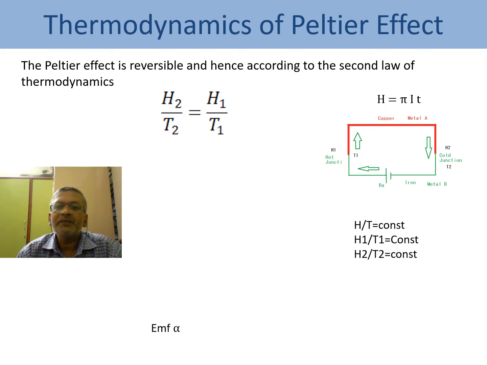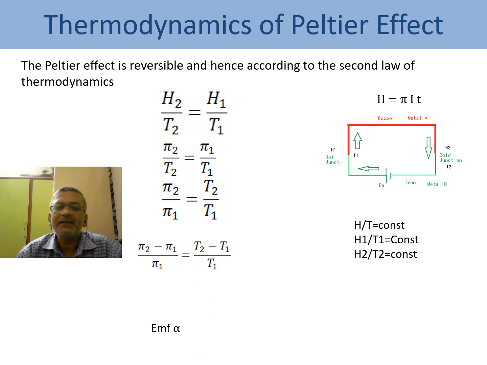If we substitute H as pi It, the same current flows in both the metals for the same time, so I and t remain constant. The Peltier coefficient at the hot junction is pi 2 and at the cold junction is pi 1, so pi 2 divided by T2 equals pi 1 upon T1. Separating the pi's and T's, we get pi 2 upon pi 1 equals T2 upon T1. Subtracting 1 on both sides, pi 2 minus pi 1 divided by pi 1 equals T2 minus T1 divided by T1.